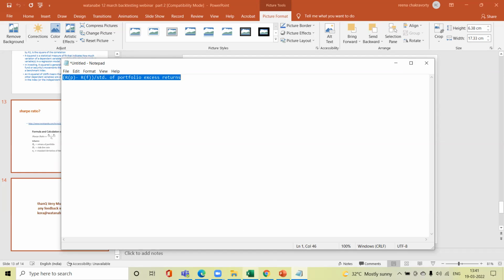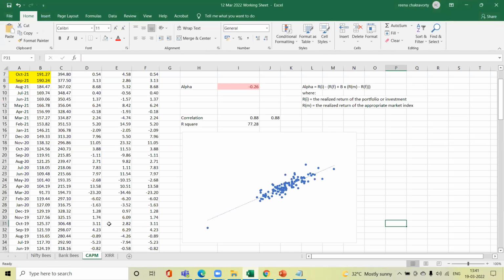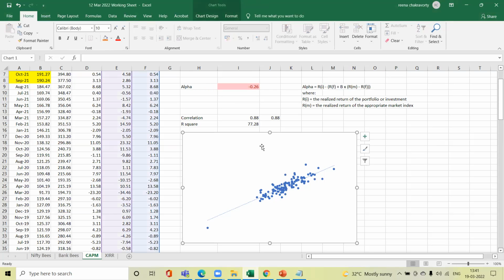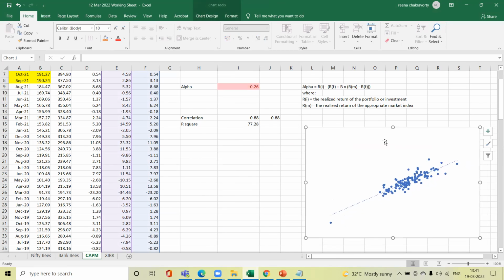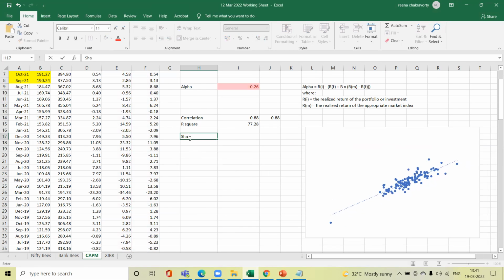Yeah, copy that and go into your Excel sheet. Drag that chart towards the right. Keep it somewhere. Oh, that's fine. After R square, you write Sharpe ratio. And your formula, you copy in somewhere L. Whatever is in the notepad.